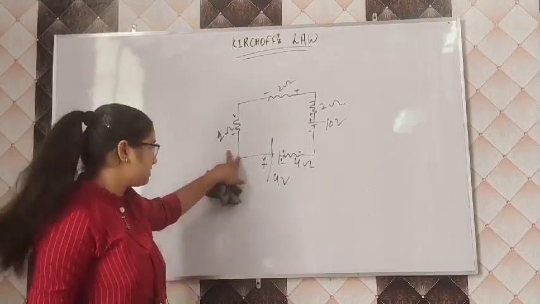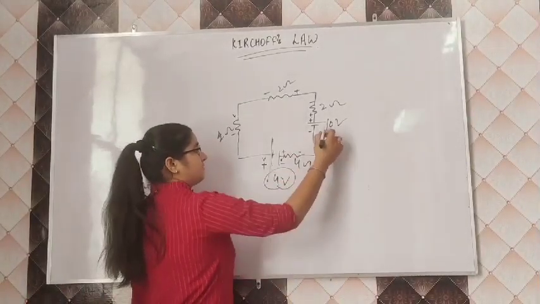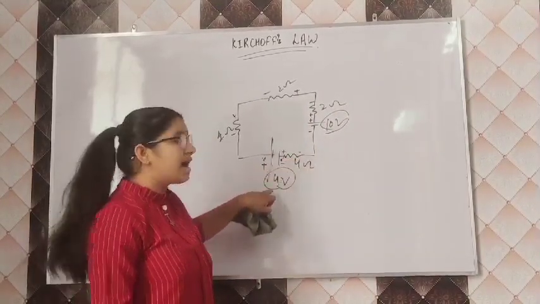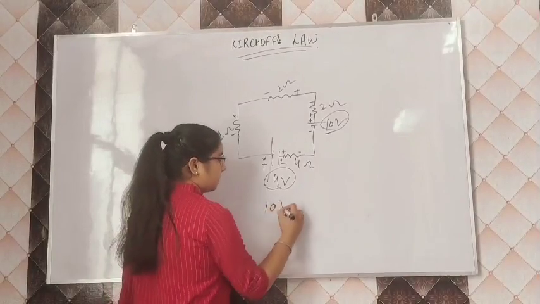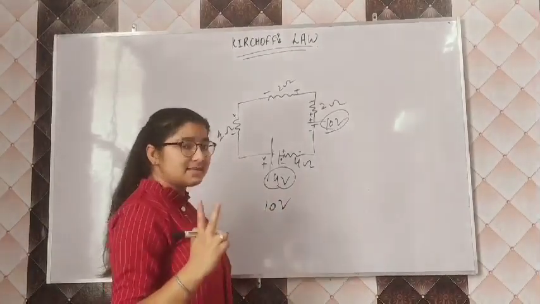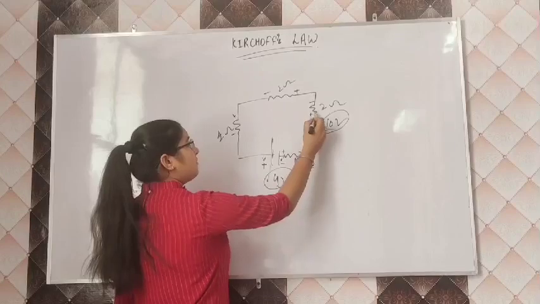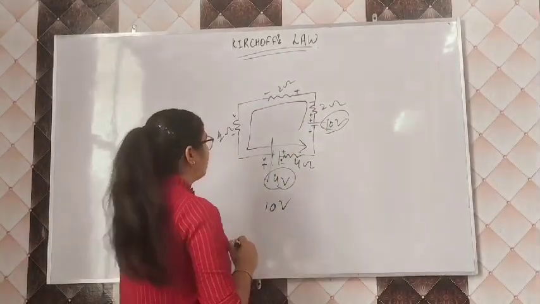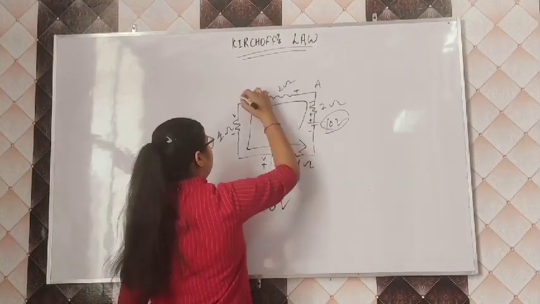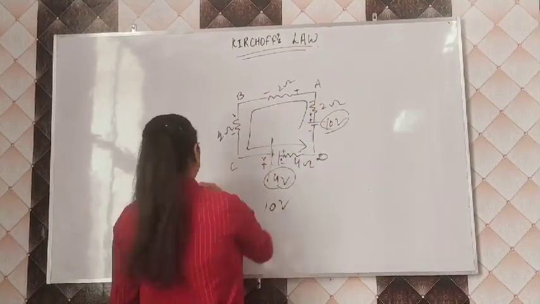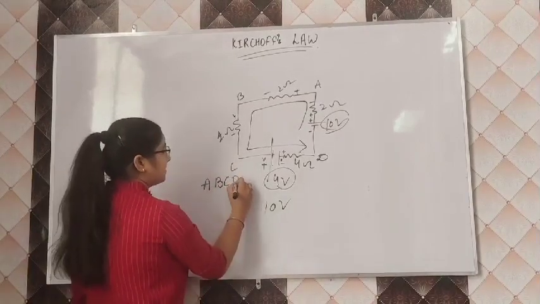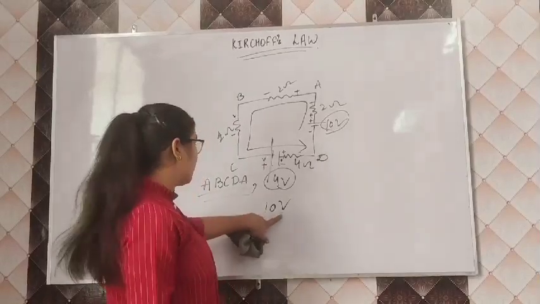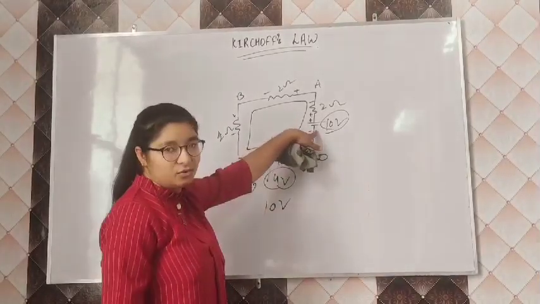Now we have to solve this. See, there are two batteries, 4 volt and 10 volt. You have to consider which has the higher potential. It is 10 volt. Now you have to consider the second sign. See, here the current will be flowing in this direction. It will be in anti-clockwise direction. Let us name it A, B, C, D and A. Now we have to consider a closed loop, that is A, B, C, D, A. Here battery 10 volt is the higher.